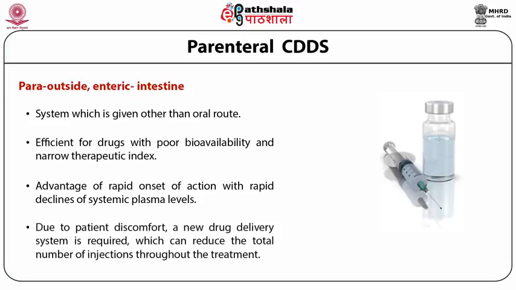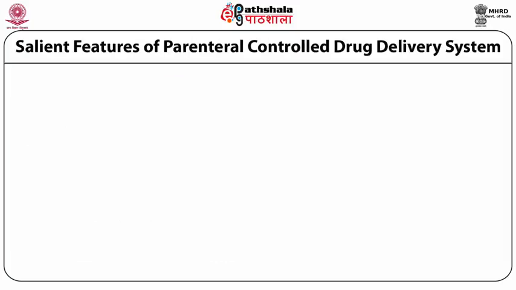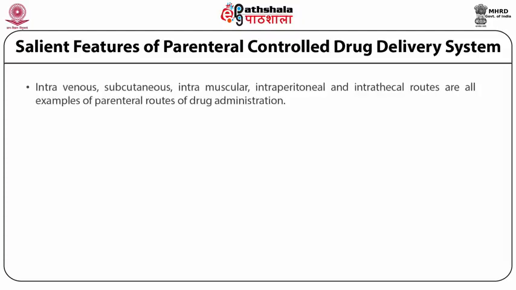Therefore, there is an imminent need of designing a new drug delivery system which can reduce the total number of injections throughout the treatment. This concept led to the development of controlled release systems for parenteral delivery. The salient features of the parenteral controlled drug delivery system: it is important for us to know that intravenous, subcutaneous, intramuscular, intraperitoneal, and intrathecal are some of the routes through which a parenteral drug delivery can be obtained.